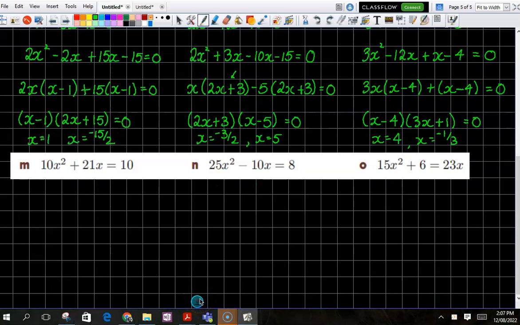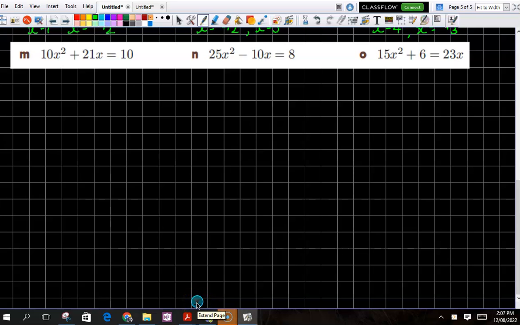I am doing that quickly, so please feel free to pause the video and do your thing. Now we've got 10x squared plus 21x take 10 equals 0. Right, so we're looking at 10 times minus 10, so we've got minus 100, but adds up to be 21. So give yourself a minute. Can you think of them?